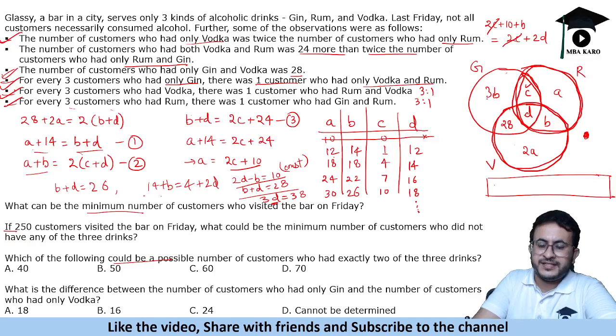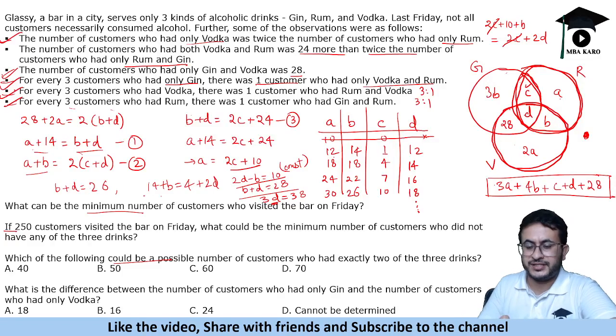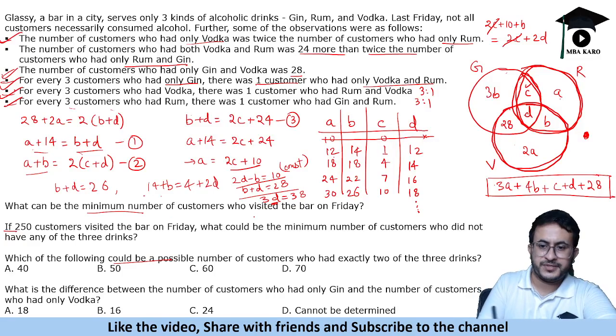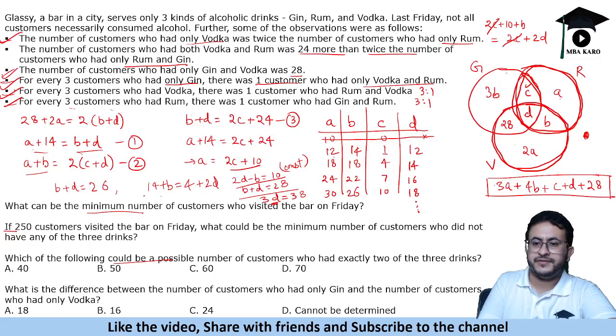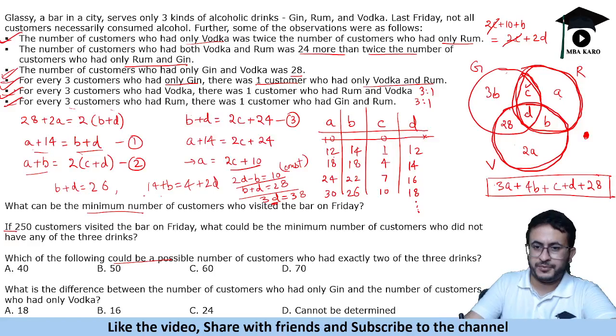So if we see, A is present 2 times, so 3A. Then B is present 4 times, so 4B. Then we have C and D present once, and 28. So this is the number of visitors. Okay, it is saying minimum number of customers. For the minimum number of customers, we will assume that all people who visited drank at the bar. Okay, because we are assuming this to be 0. Now 3A, so we will put in this value.